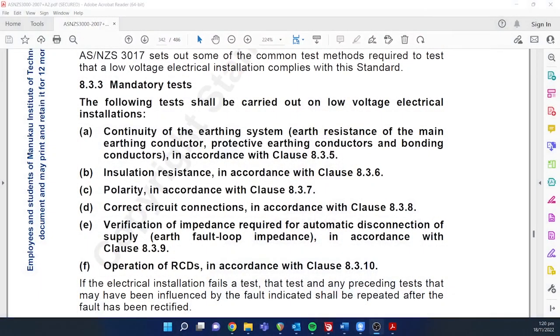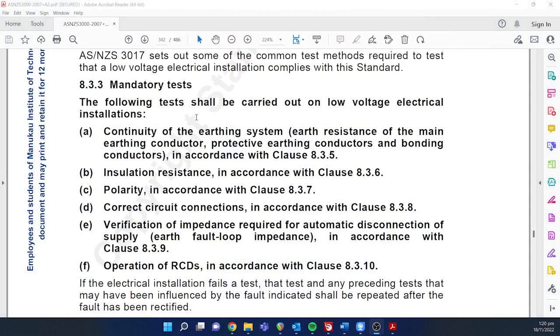Kia ora team, today we're going to talk about insulation resistance testing of an installation in accordance with ANZS3000. If you don't know what insulation resistance testing is, or you need some help with the meter or how to use it, you can go back and refer to previous videos. Today we're just going to focus on what is in ANZS3000 and how we go about that test on an installation. First, let's look at ANZS3000 itself, and we have that here.